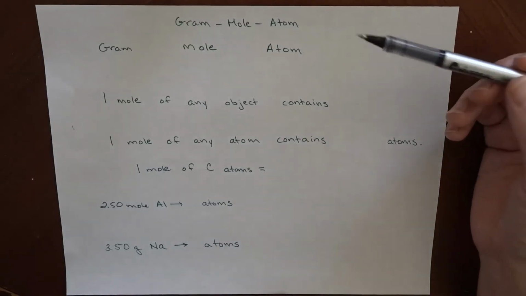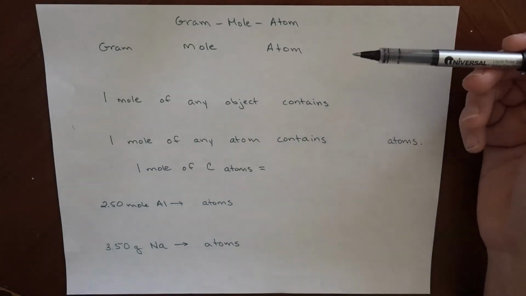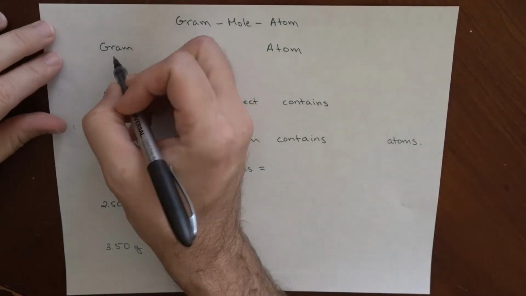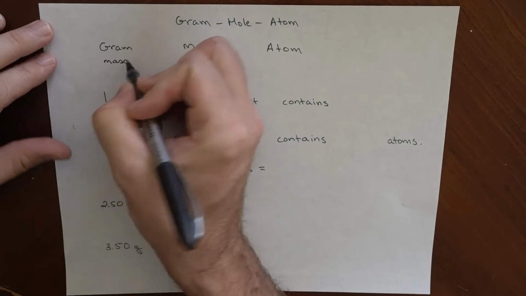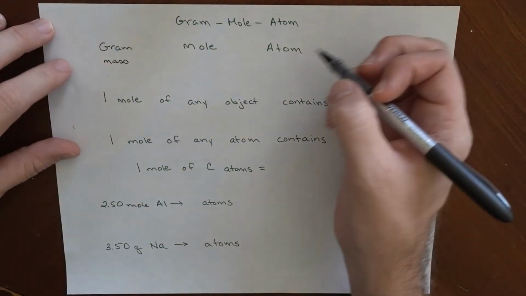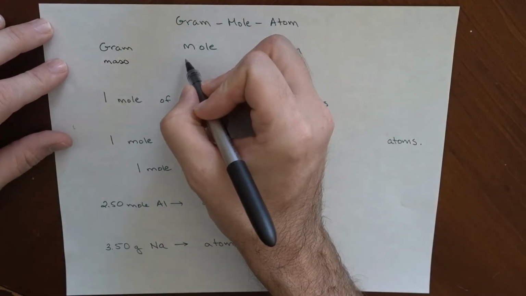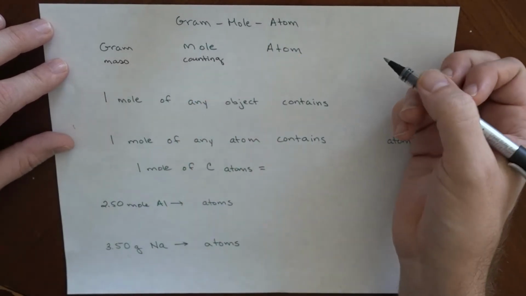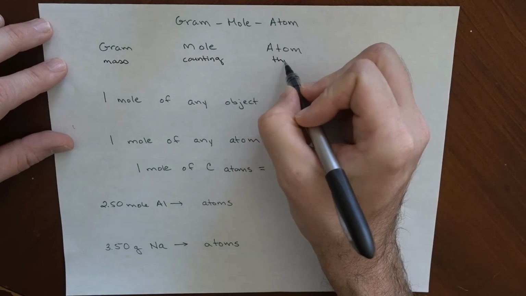So we're going to go over gram, mole, and atom conversions. Before we really get into it, it's important to recognize that a gram is a unit of mass. We use that for determining the amount of things. The mole is a counting number, so it's actually an amount. And then an atom is a thing.